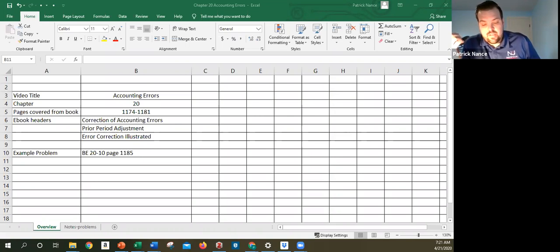Assume, for example, the following comparative statements of retained earnings. So we have the statement of retained earnings for December 31st, 2017 and 2016. Now, what you can see on the second one is that we have separately put on there the prior period adjustment to show the correction of the error.